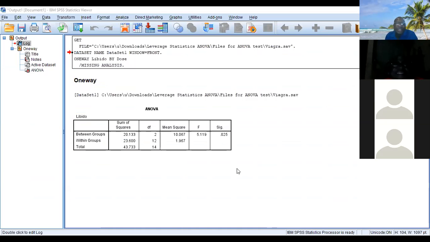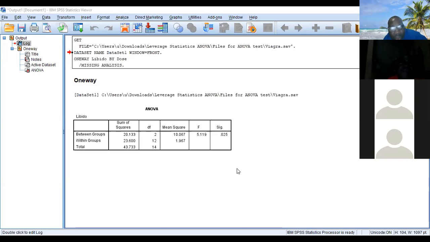Can you see Anova, right? You will see between group, within group, total. Then you see sum of square. Can you see sum of square between? That was 20.133. That was what we calculated for our sum of square the other time. Then you see within 23.6. Then total, can you see 43.733? If you add these two together, it gives you the total. That is what we calculated before. This is the degree of freedom. If you remember, the degree of freedom for between is 2.